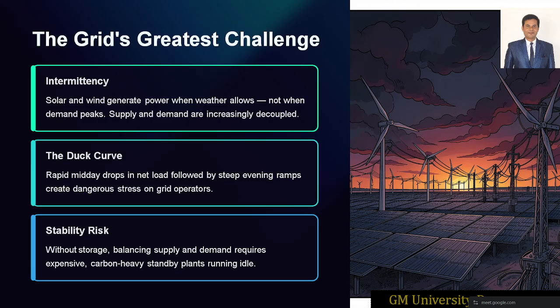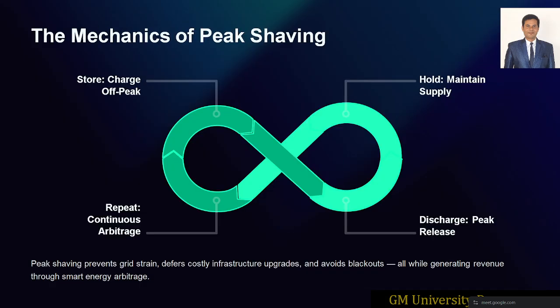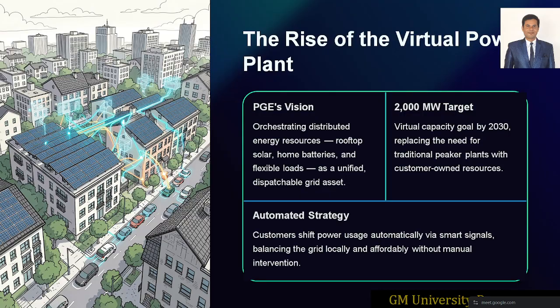So the duck curve, what it does, actually, is rapid midday drops in net load followed by steep evening ramps, right? It creates a dangerous stress on the grid operators, isn't it? So sometimes when you see the duck curve, isn't it? I can show you the duck curve, how it looks.